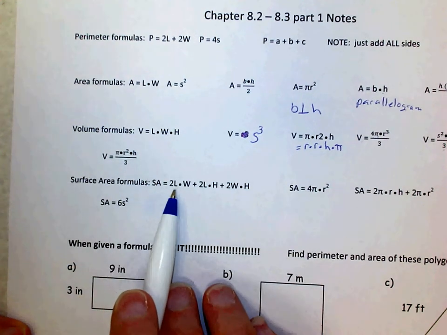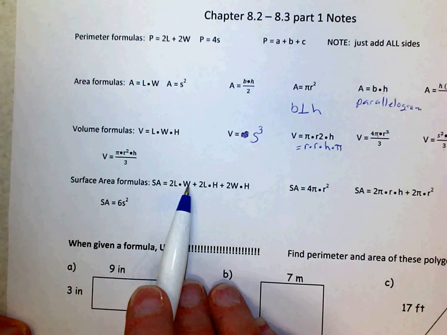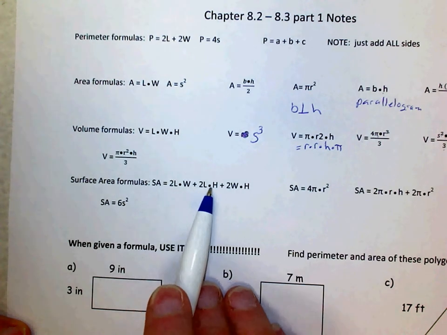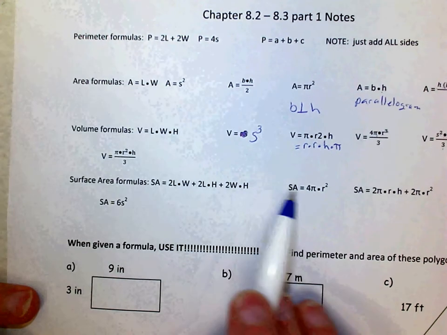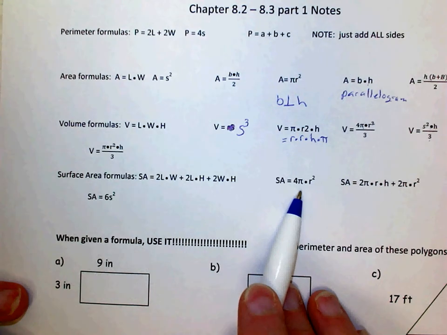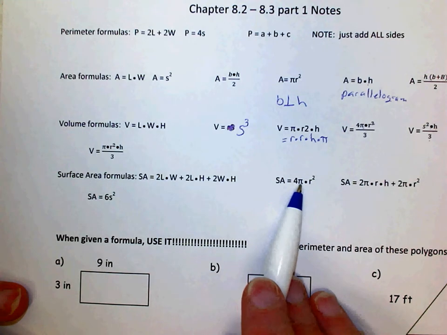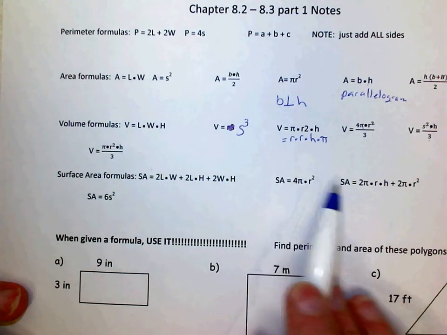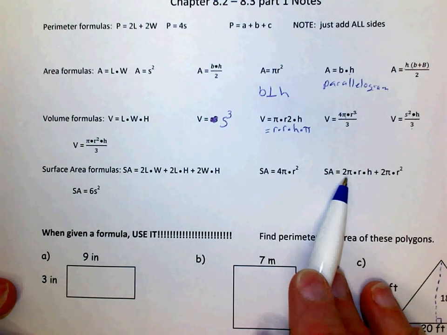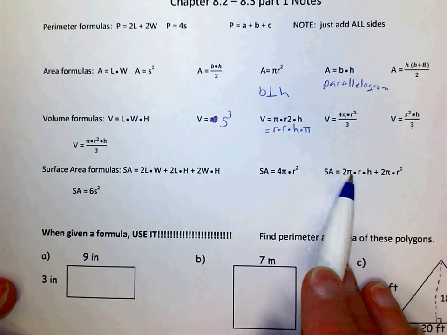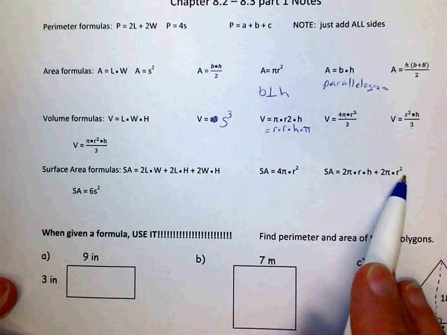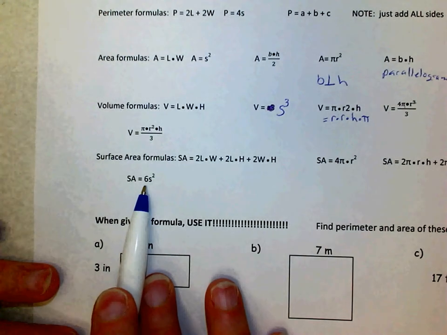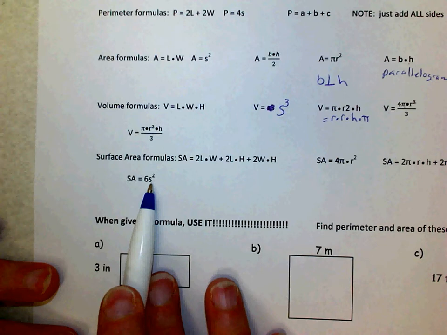Surface area of a rectangular box, 2 times length times width plus 2 times length times height plus 2 times width times height. Yuck. Then the surface area of a sphere is 4 times pi times radius squared. The one that's really icky is the surface area of a cylinder: 2 times pi times r times h plus 2 times pi times r squared. And then the surface area for a cube is 6 times side squared.